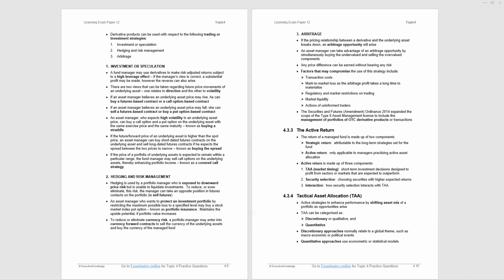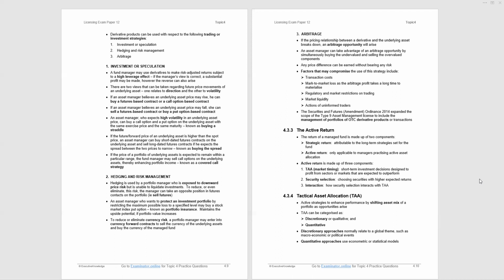Now, when we look at attribution analysis at the end of this topic, we will come back and consider some of the active return components. Now, taking the first item under active return, tactical asset allocation. Now, these are active strategies to enhance performance by shifting the asset mix of a portfolio as opportunities arise. Well, what you're doing is you're moving, you're selling one security, buying another, as you consider short-term opportunities.